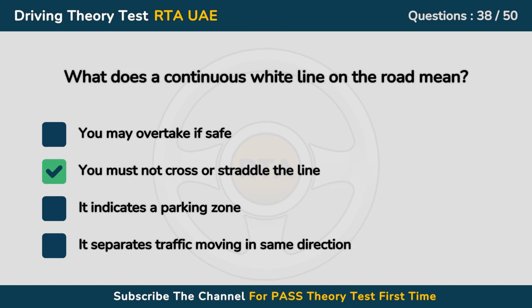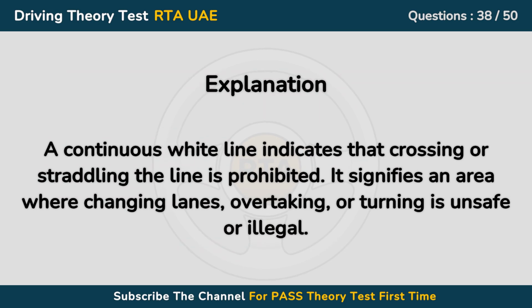Answer is B. You must not cross or straddle the line. A continuous white line indicates that crossing or straddling the line is prohibited in an area where changing lanes, overtaking, or turning is unsafe or illegal.